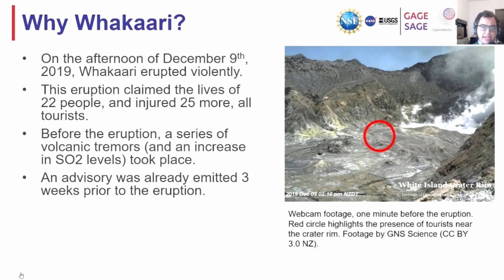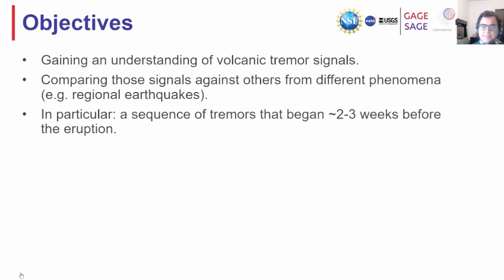Tourists were on the island because tours were usually carried out there, but the island is not inhabited. Before the eruption, a series of volcanic tremors and an increase in sulfur dioxide levels took place, which was noted by the Volcanic Activity Bulletin of New Zealand. So the objectives of this project were essentially gaining an understanding of volcanic tremor signals and comparing those signals against others from different phenomena, which may include regional earthquakes, smaller local earthquakes, and so on.